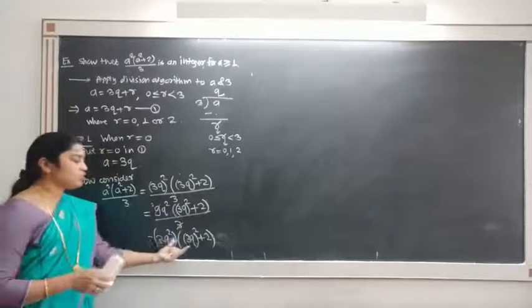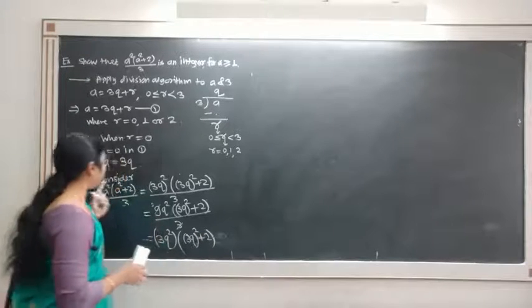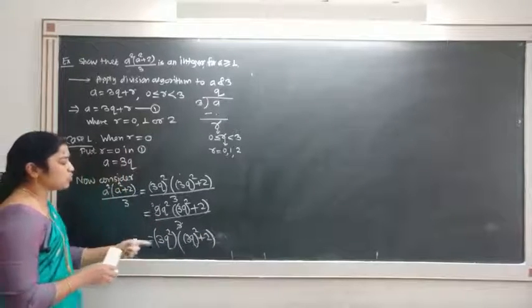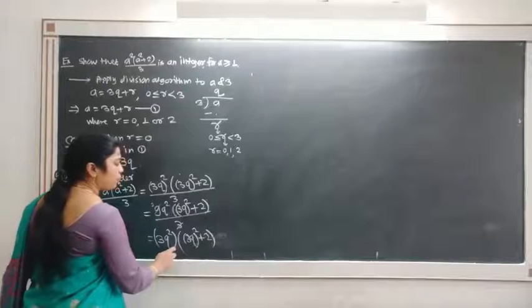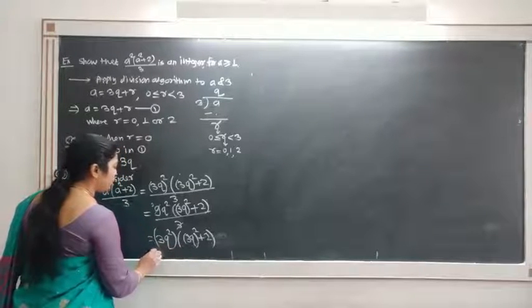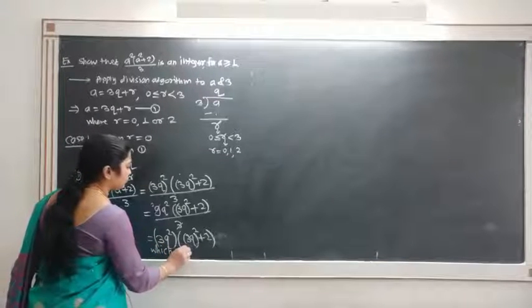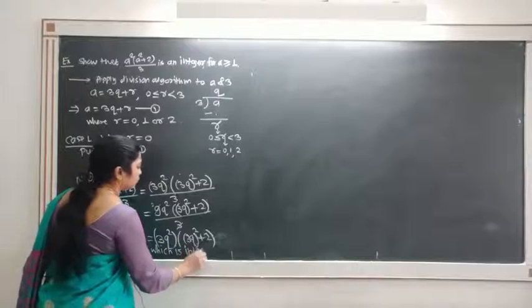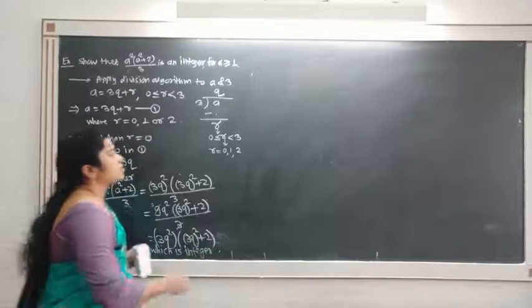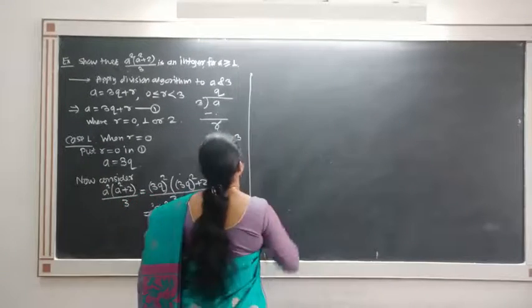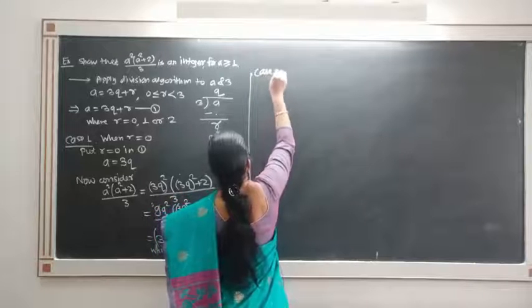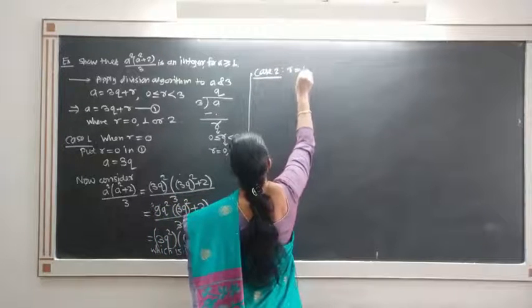Observe that this is an integer. So in the first case when r is equal to 0, we get the product of integers and obviously it is an integer. So this product is an integer. Consider case 2, that is r is equal to 1.